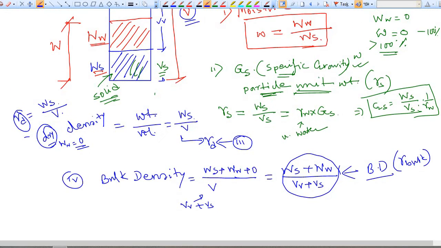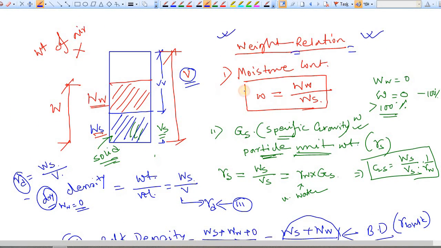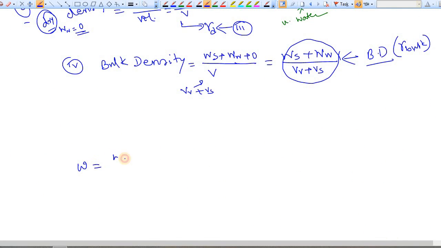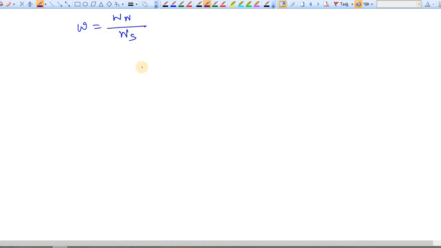The first is, you know that water content w. What is this? This is a weight relation, water content or moisture content w, that is defined by weight of water divided by weight of solid. So this is weight of water by weight of solid. Now we can write this weight of water by this, that is unit weight of water, gamma W, into the volume of water.